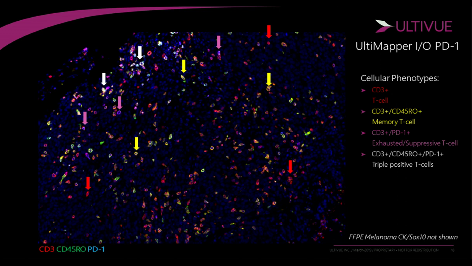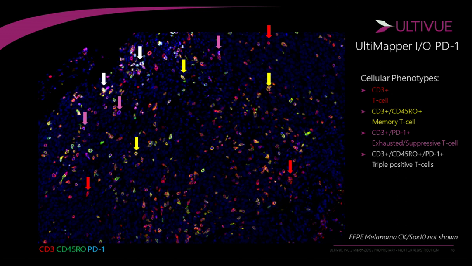You can also see some CD3 positive and CD45RO positive memory T cells, which have more of this yellow color. You can also see exhausted suppressive T cells in pink, or almost a purple color, which you can see here. And then you'll have some triple positive cells that you can readily see here that are CD3, 45RO, and PD1 positive. And one thing I also encourage you to look at within this slide is that there are other cells that are expressing different ranges of these colors.